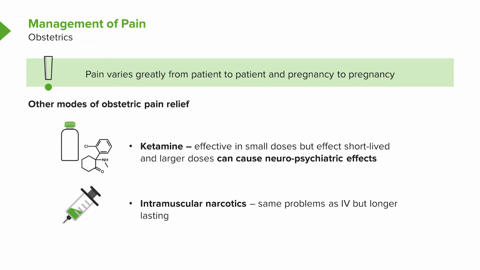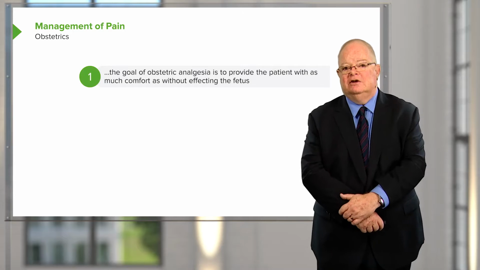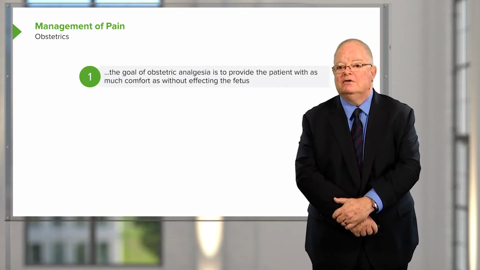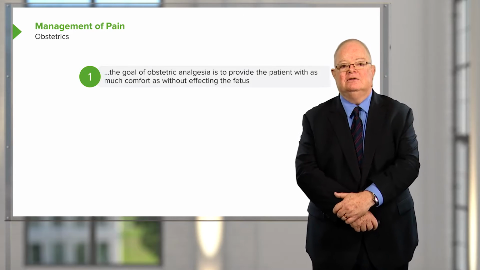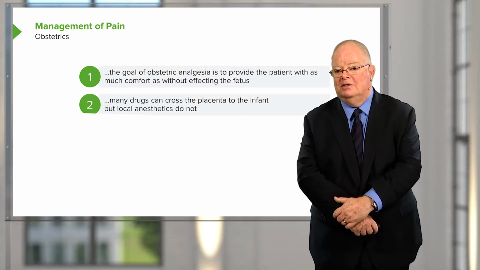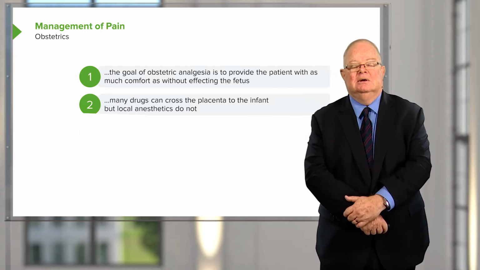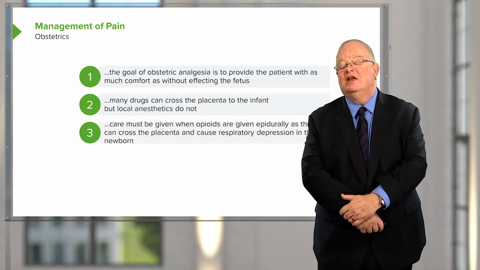And intramuscular narcotics have been used. They're not effective generally because they're not absorbed quickly enough to be effective. But they're longer lasting. They do go to the baby, and they can cause all the problems in the baby that you just don't want to see. So the goal of obstetric analgesia is to provide the patient with as much comfort as possible without affecting the fetus. Many drugs can cross the placenta and have an effect on the baby, but local anesthetics, as I've mentioned, do not. Care must be given with opiates, because they do cross.